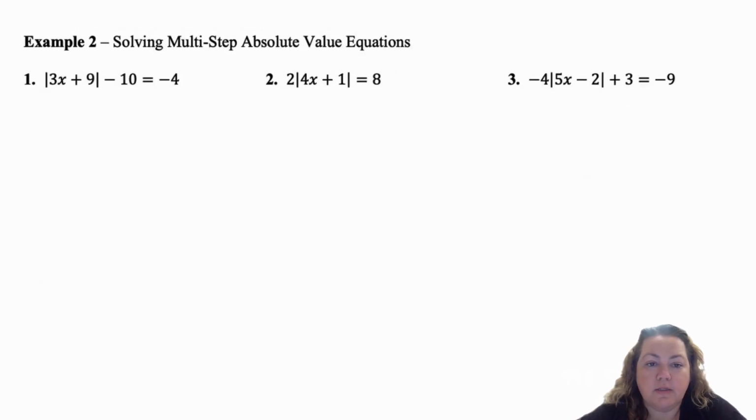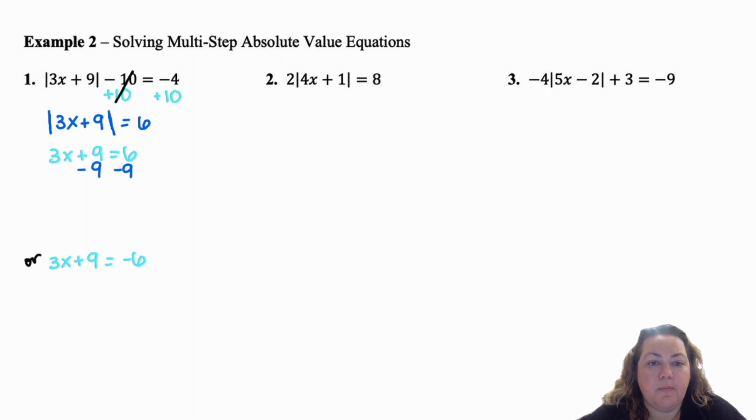All right, solving multi-step absolute value equations. First thing I'm going to do is move over the 10. All right, so I get absolute value of 3x plus 9 equals 6. So I have 3x plus 9 equals 6, and 3x plus 9 equals negative 6. I'm going to solve for x by subtracting the 9 on both sides, dividing by 3 on both sides. I get x equals negative 1. And then I'm going to do the same on the other side. I get 3x equals negative 15. Divide by 3, x equals negative 5.